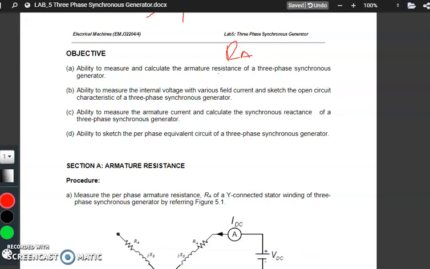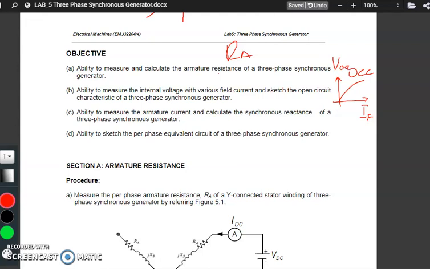Then we should be able to measure the internal voltage with various field current and sketch the open circuit characteristic of the 3-phase generator. So you are able to sketch the graph of OCC versus IF that we adjusted. So this is our V out, open circuit, OCC.